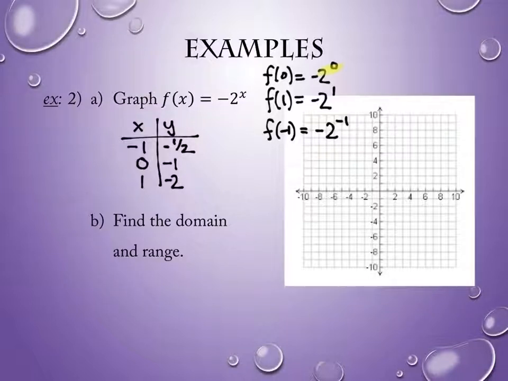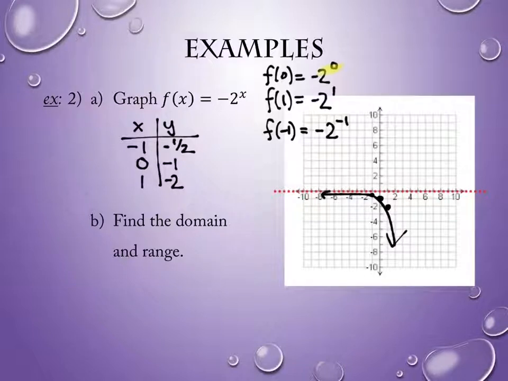All right, so let me plot those points. I have 0, -1. I have 1, -2. And -1, -1/2. And where do I have an asymptote if I want to draw it? Yeah, well, at the x-axis, which would include the point 0, 0. Yeah. And we would connect the dots, so to speak, to look something like that.